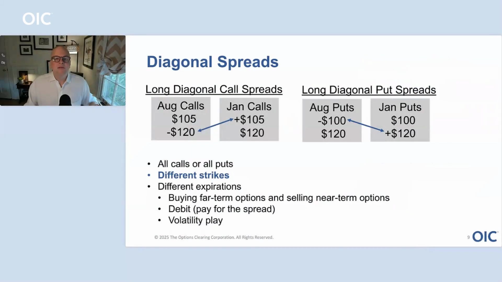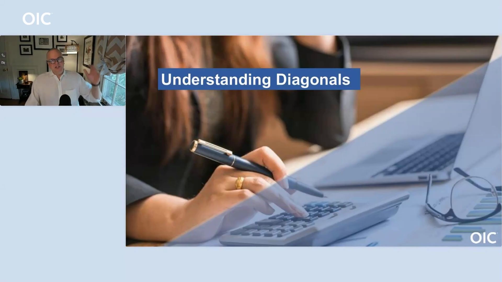When you're talking about time spread, you can talk about it in terms of if you're long the option with more duration, you're long the time spread. And if you're short the option with more duration, you're short the time spread. So let's keep going as far as diagonals are concerned.